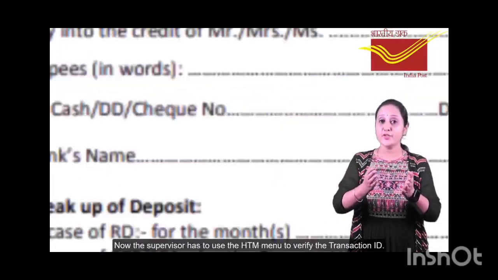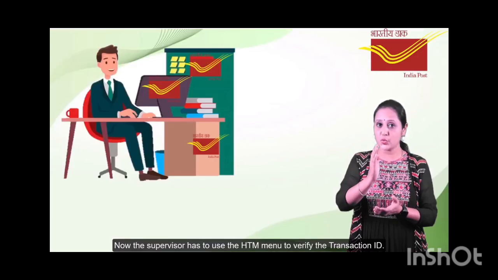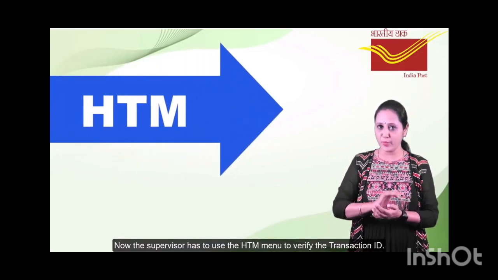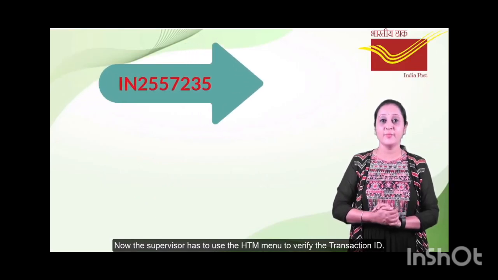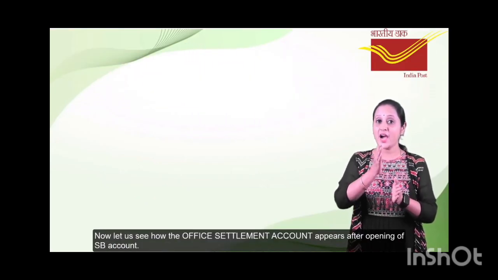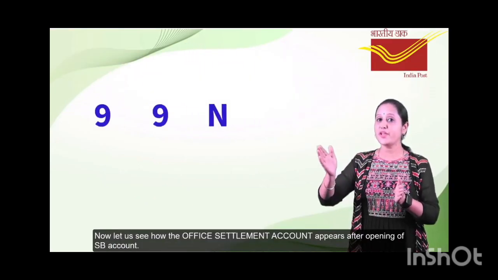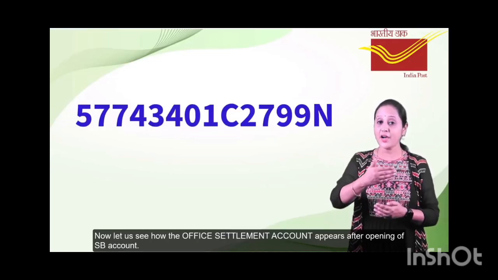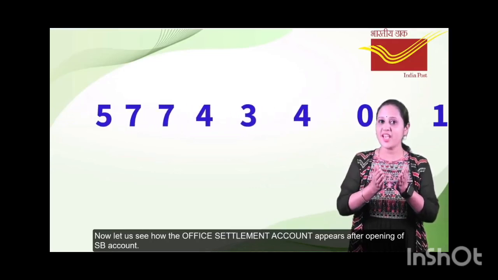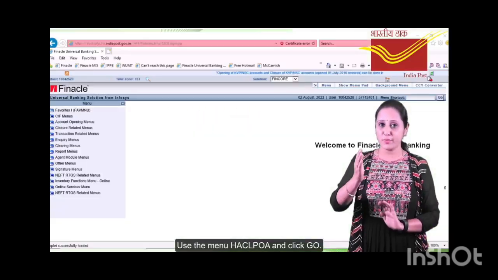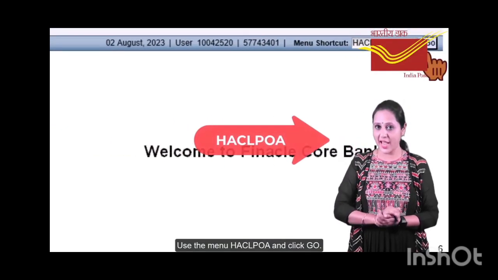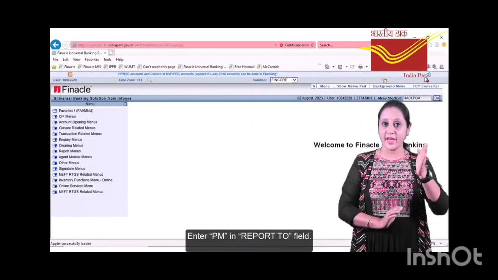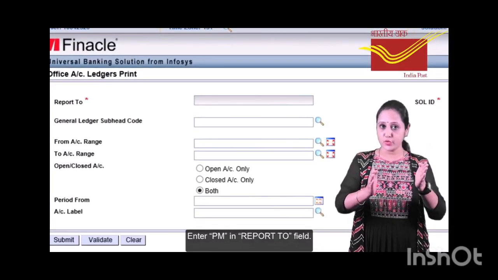Note of this on the pay slip. Now the supervisor must use the HTM menu to verify the transaction ID. Now let us see how the office settlement account appears after opening of the SB account. Use the menu HACLPOA and click on Go.